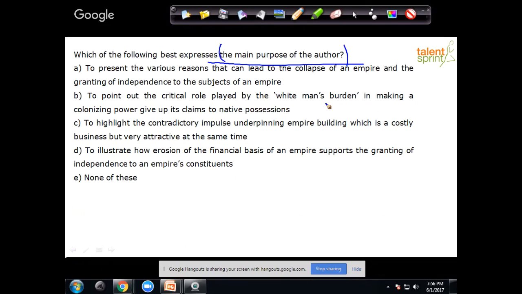Option D, to illustrate how erosion of the financial basis of an empire supports the granting of independence to an empire's constituents. Now, I have 4 options, okay?